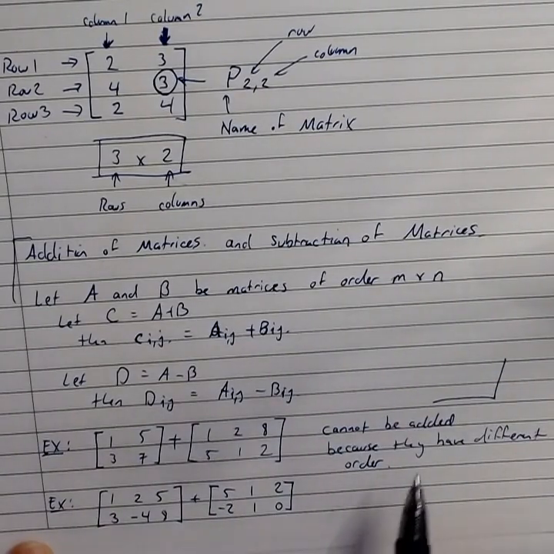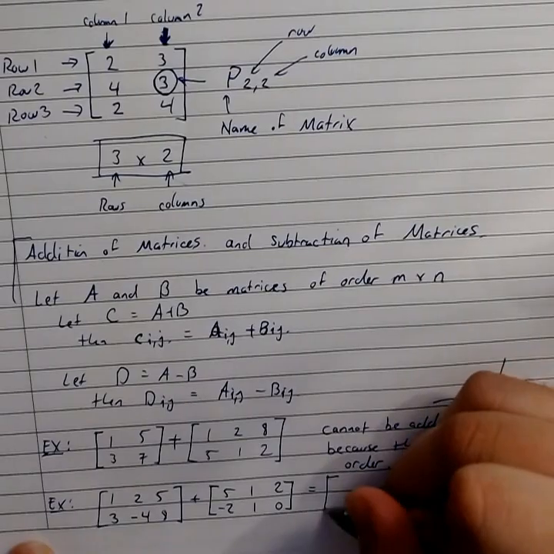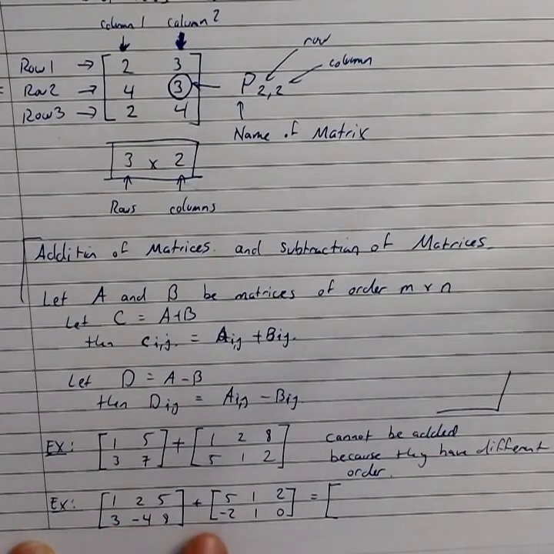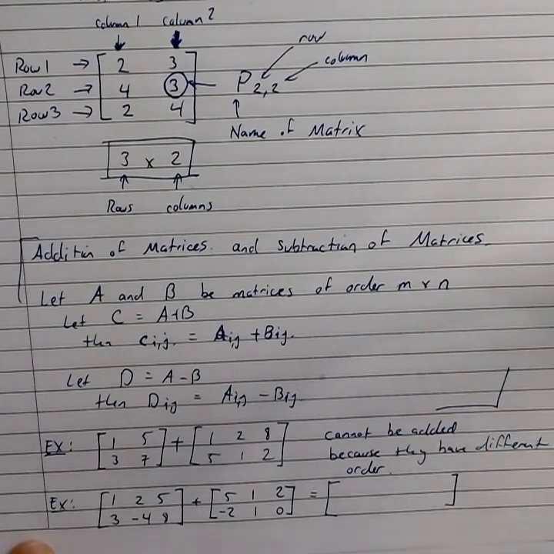All right, so these do have the same order, so I should be able to add them. Whenever you add two matrices that have the same order, the answer will also have the same order. So if this has 2 rows and 3 columns, and this has 2 rows and 3 columns, then your answer will also have 2 rows and 3 columns.